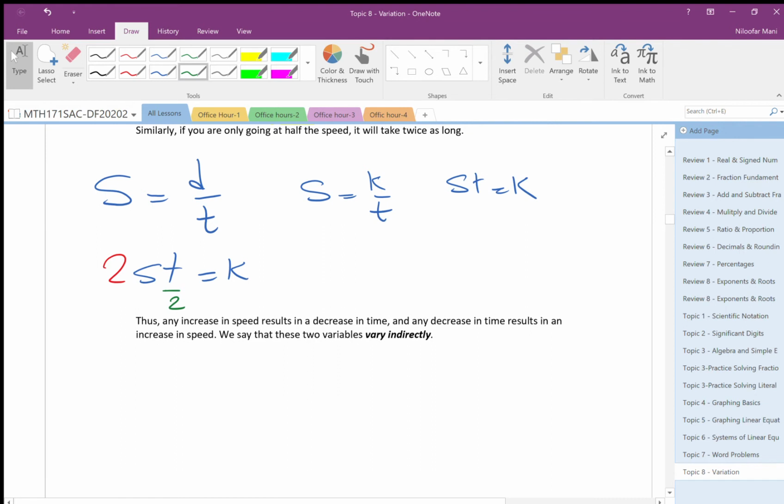Therefore, any increase in speed decreases time, or vice versa. Okay, so in this case I say they vary indirectly. They vary, yes, of course, both of them are changing, but one of them goes up, one of them goes down, or opposite.